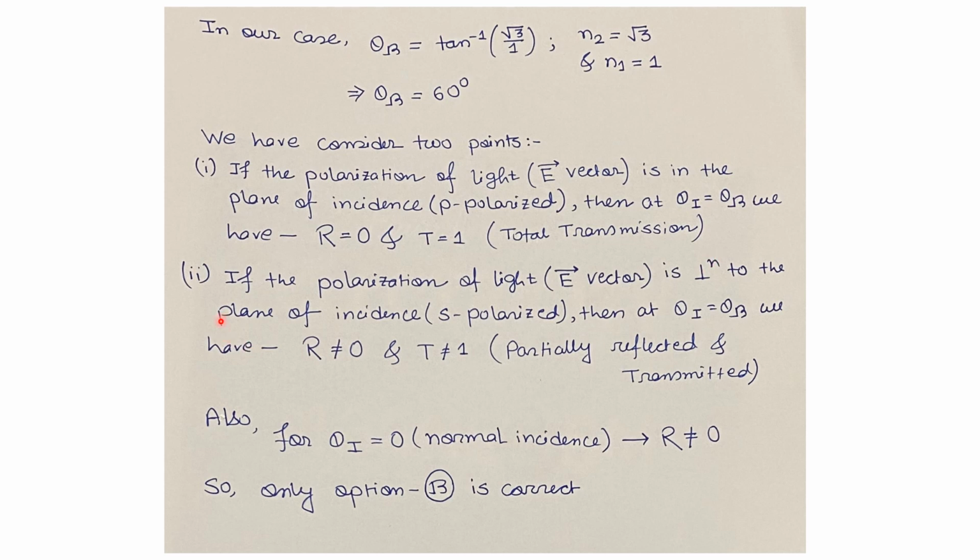And the second point: if the polarization of light, that is the E vector, is perpendicular to the plane of incidence, so this is S polarized light, then at the angle of incidence theta equals theta b, we have the reflection coefficient not equal to 0 as well as the transmission coefficient not equal to 1. So this is the case of partially reflected and transmitted light for the S polarization case. Also, for the angle of incidence theta equals 0, that is normal incidence, the reflection coefficient is not equal to 0. So if we consider all the points, we can conclude only our option B is correct for this question.